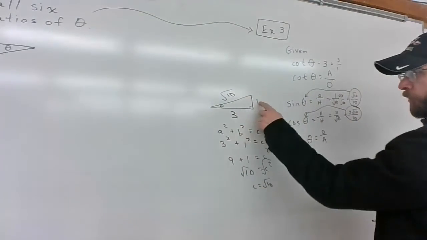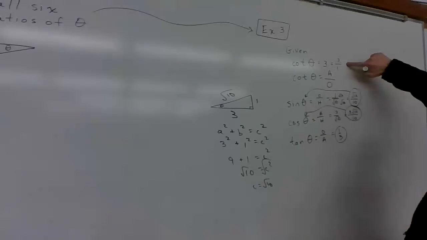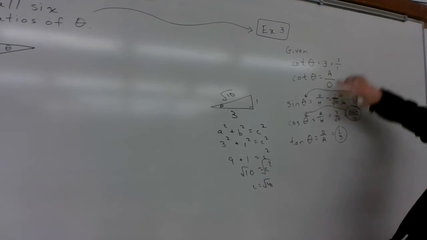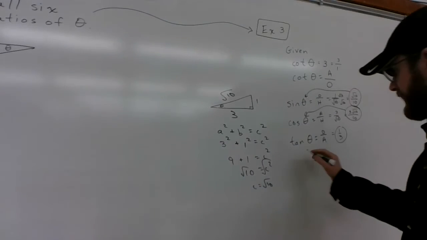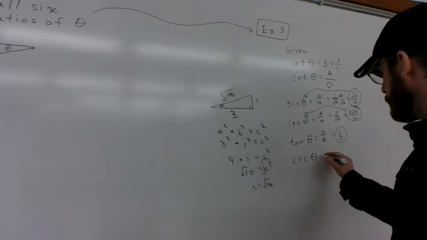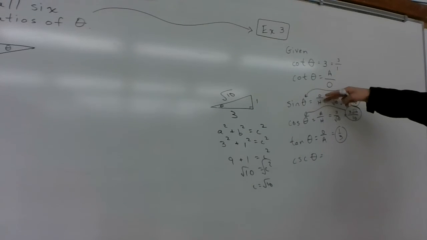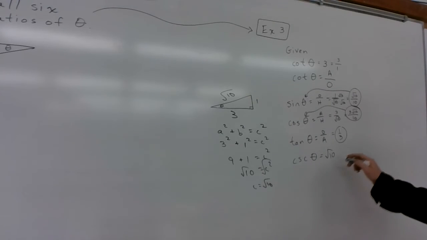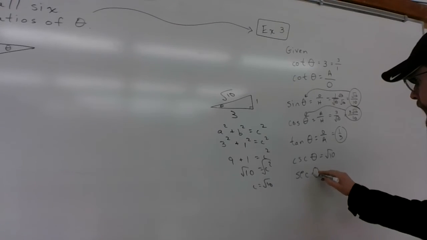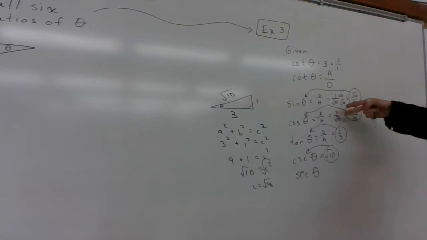And then opposite over adjacent would be 1/3. You know what, though? We should have been able to say that right off the bat because we had 3 over 1 for cotangent. Tangent would be 1 over 3. All right, and then lastly, I'll just put these underneath here. Cosecant of theta is the flip of opposite over hypotenuse, so I'm going to go right to the original. Root 10 over 1 is just root 10. Secant would be the flip of cosine, so it's going to be root 10 over 3.